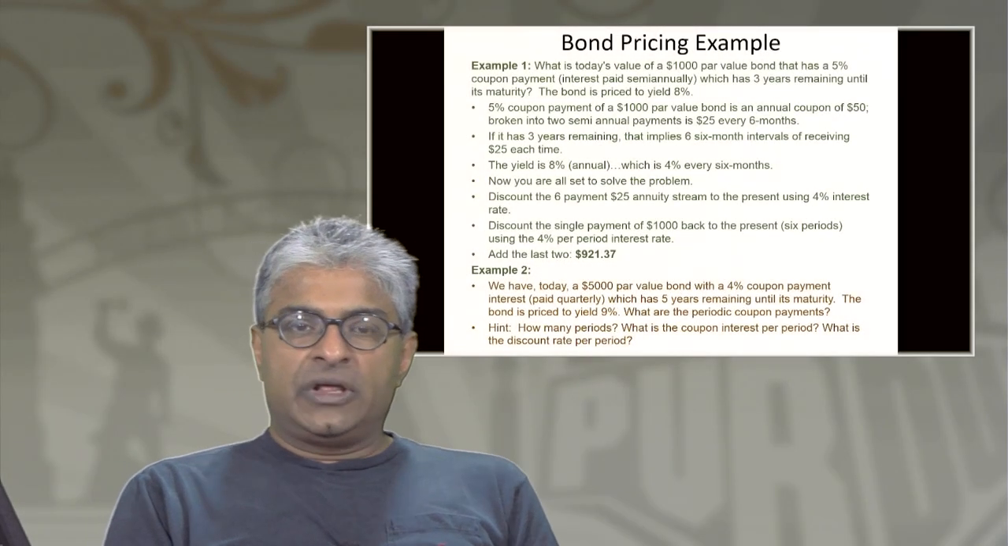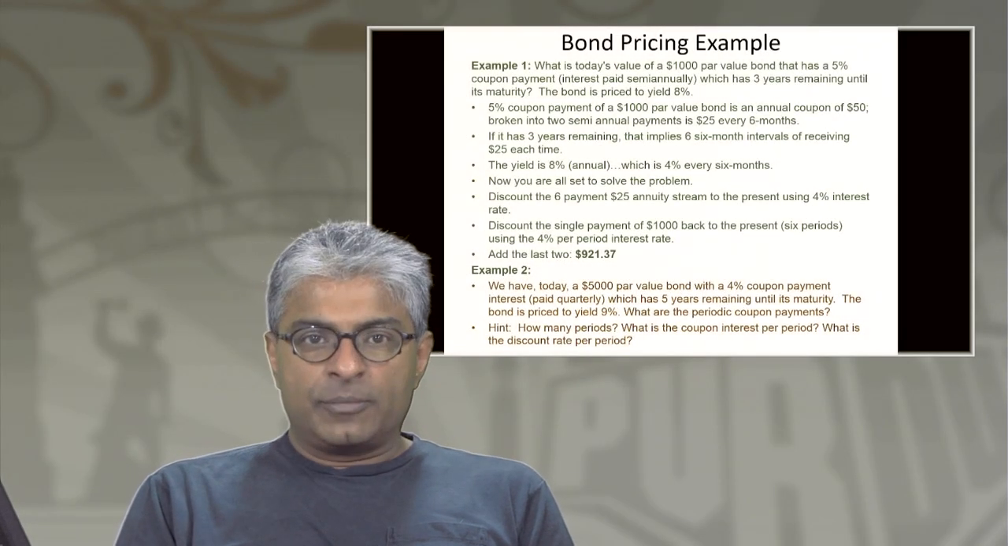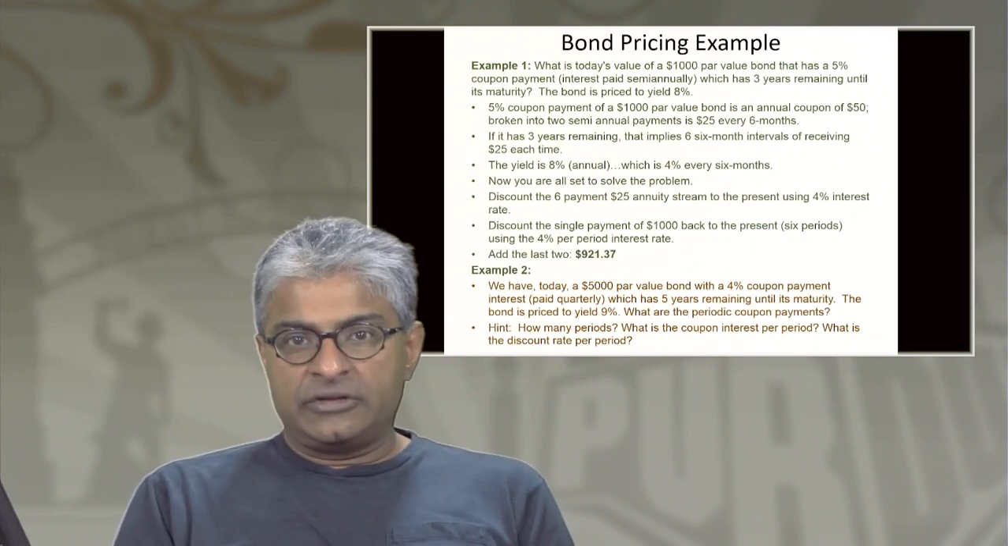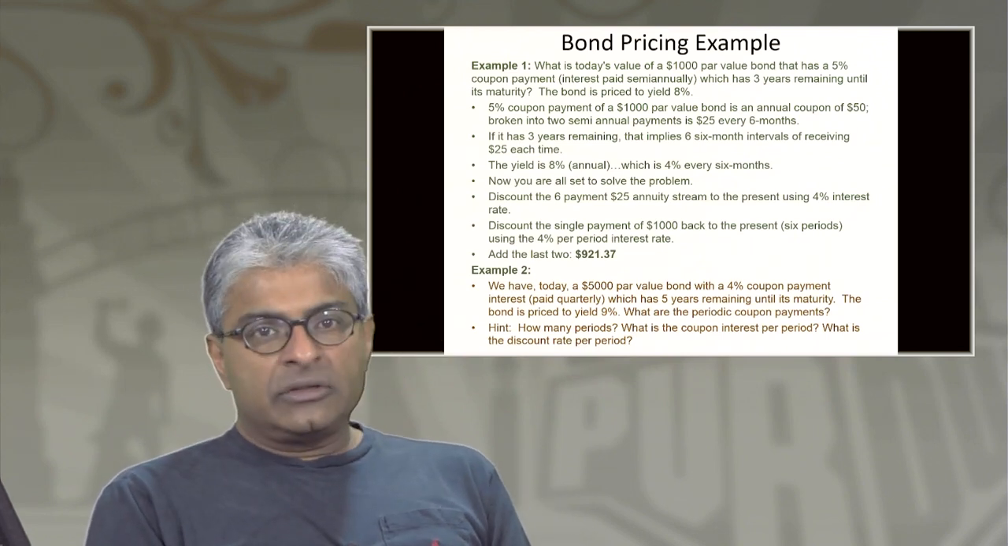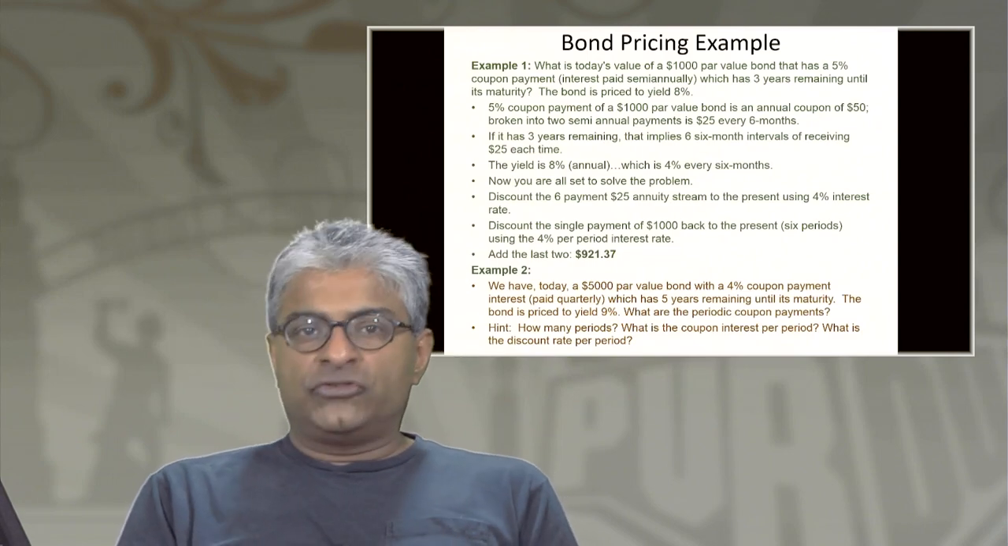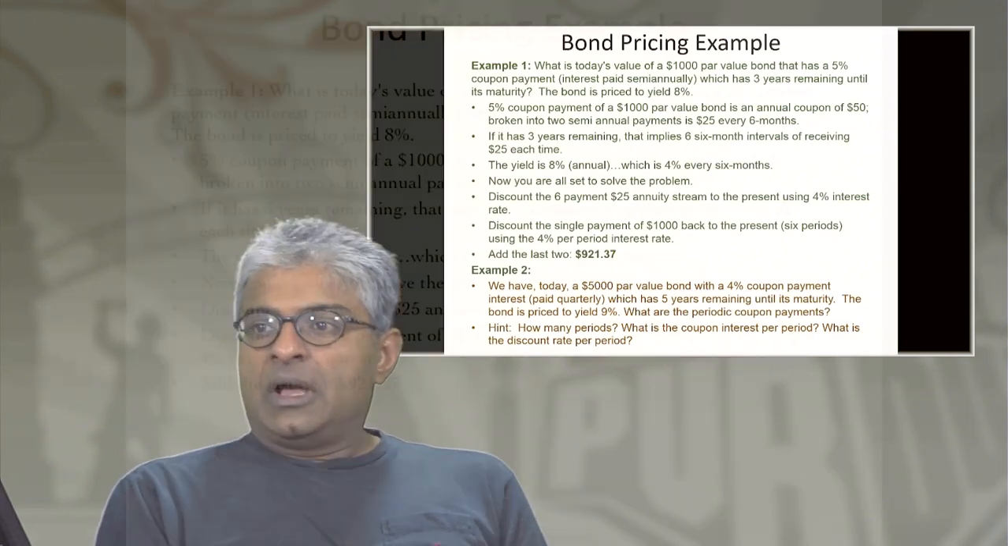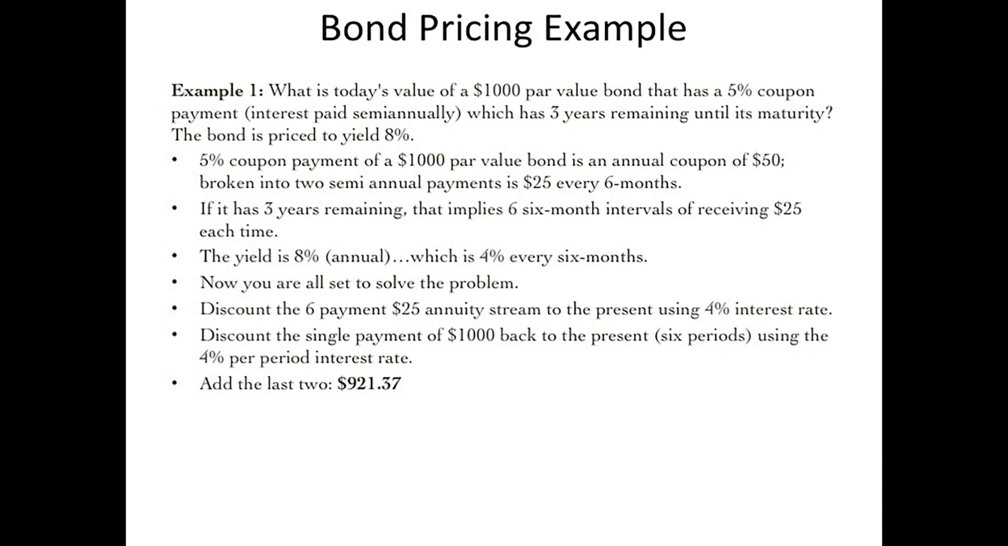So I've given you the intuition and the way to approach solving for bond pricing in a different video segment. We're going to apply those same ideas here to solve a specific problem. So here's the example. What is today's value of a $1,000 par value bond that has a 5% coupon payment, interest paid semi-annually, which has 3 years remaining until its maturity? The bond is priced to yield 8%. So now let's decode this problem to see how we can solve it.